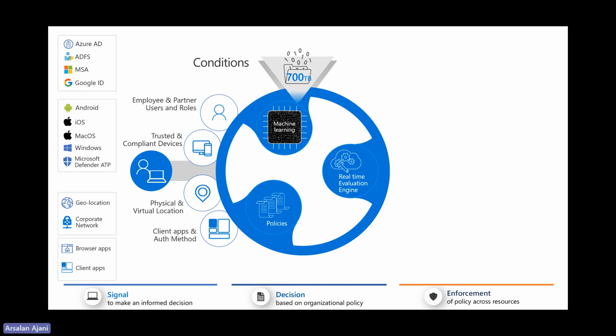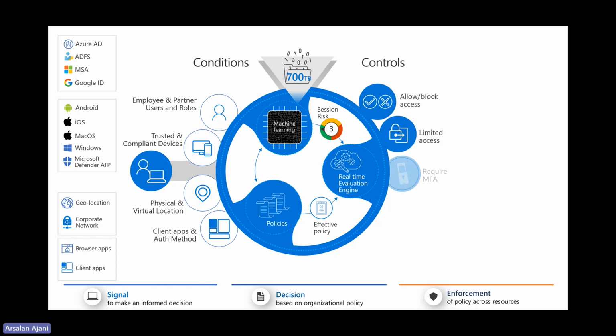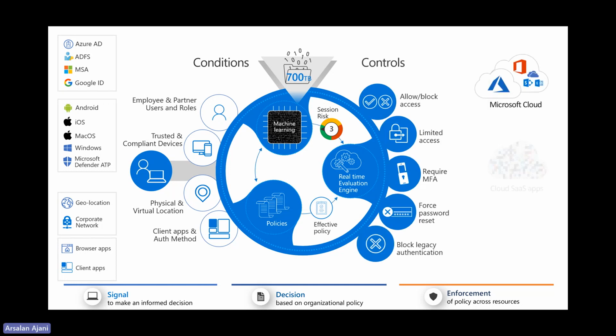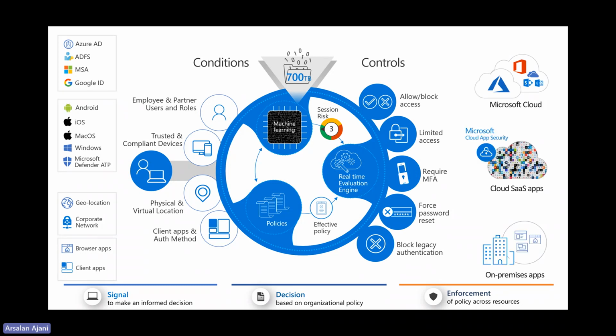By continuously learning from past incidents, it's continuously improving its accuracy in detecting potential security risks in real time, thus providing a more proactive and dynamic approach to identity protection and security. We calculate the session risk, and based on that risk, you can apply a specific policy. And then we have the controls. We can allow or block access, which are pretty self-explanatory. We can limit access, require MFA, force a password reset, or block legacy authentication.